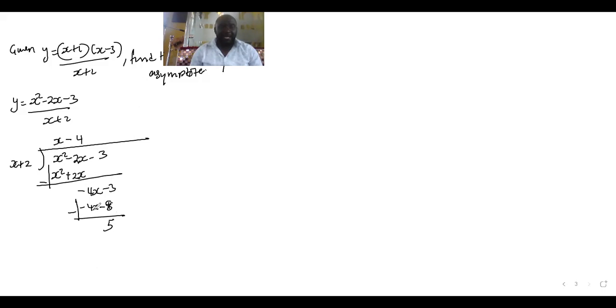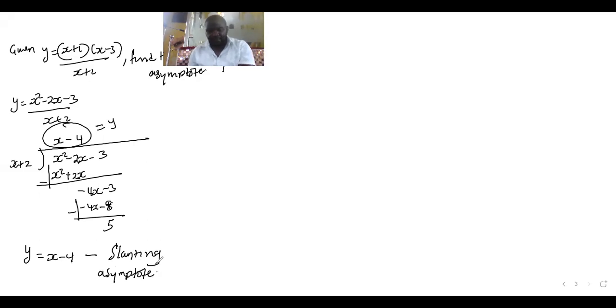So you divide until you attain the remainder. Now, this quotient you have up here is what we equate to y. Therefore, y is equal to x minus 4 is the equation of a line, which we call the slanting asymptote. Now, whenever we have a slanting asymptote, there is no horizontal asymptote. We should have that in mind.